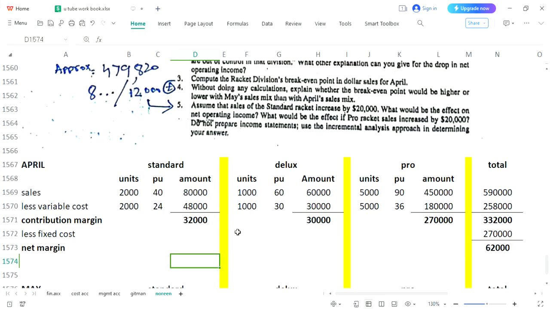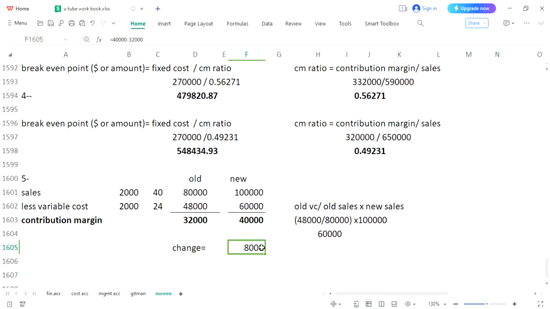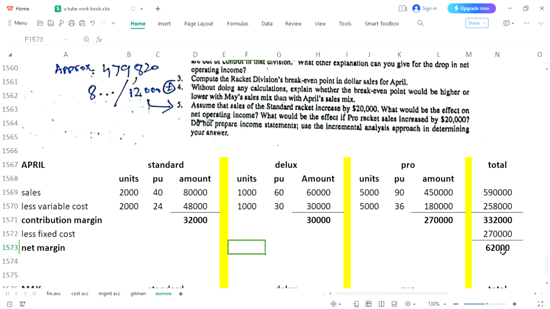So what will happen? Here is our April. Our net margin was 62,000. And when you increase sale of standard product only in April, your net margin would be increased from 62,000 by 8,000. Hopefully you people have understood that increase was, here we have calculated how much increase, 8,000, and finally we can predict from 62,000 it will go to 70,000.